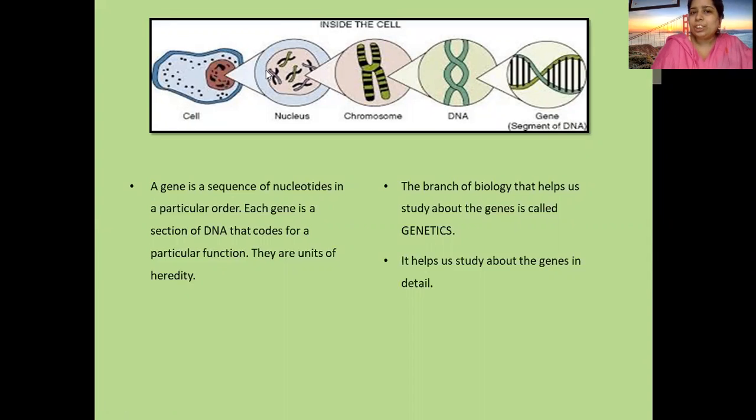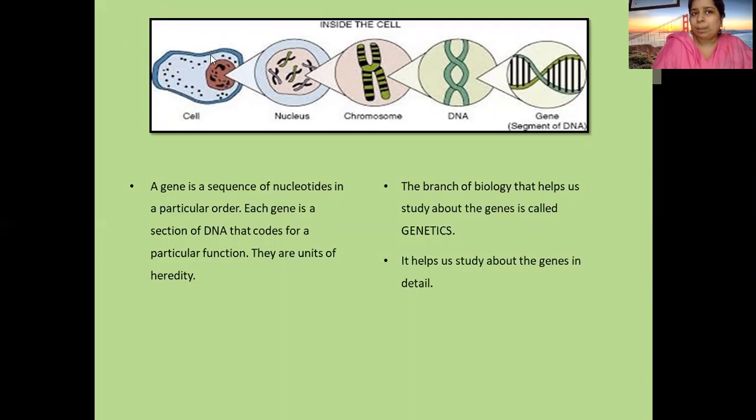So we know each nucleus consists of a nucleosome, and in the nucleosome we have a thread-like structure called chromatin, and chromatin is made up of nothing but DNA and histone proteins. So this is what we know from the previous classes. Now let's see how each of them is interlinked.